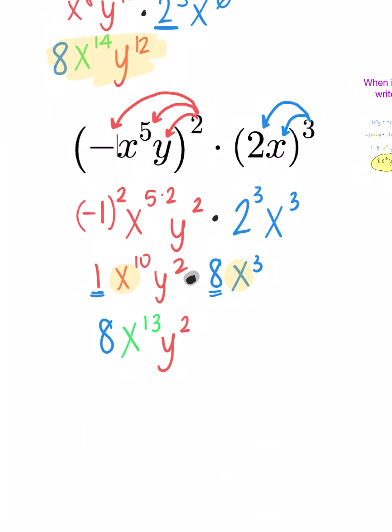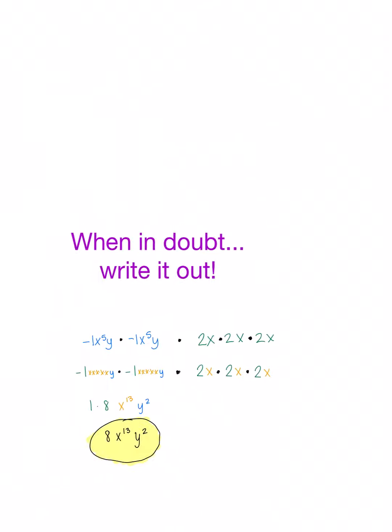So you may now use these rules if you have not already been on your assignments, but please remember, when in doubt, write it out.